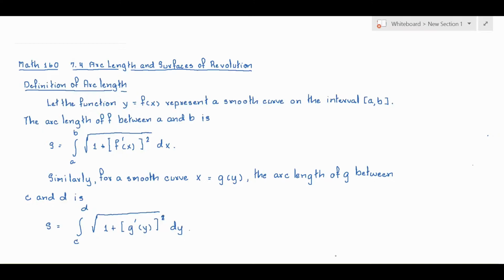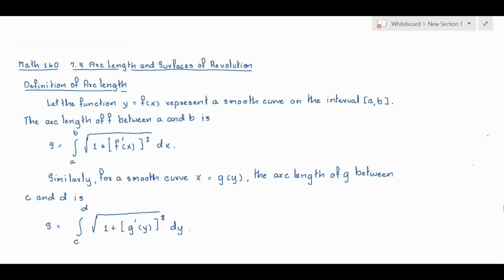You use this formula when your function has a variable x. Similarly, if you have a function with variable y, the arc length of the function between c and d is an integral from c to d of the square root of 1 plus the derivative of the function squared, dy.